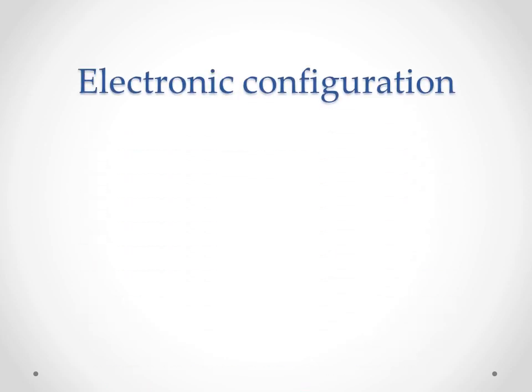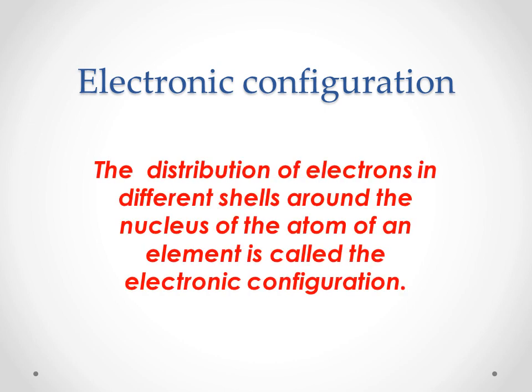We know that electrons revolve around the nucleus of the atom in different shells. Have you ever thought how these electrons are arranged in shells? Today, let us study about the arrangement of electrons in various shells. The distribution of electrons in various shells is known as electronic configuration. The distribution of electrons in different shells around the nucleus of the atom of an element is called the electronic configuration.